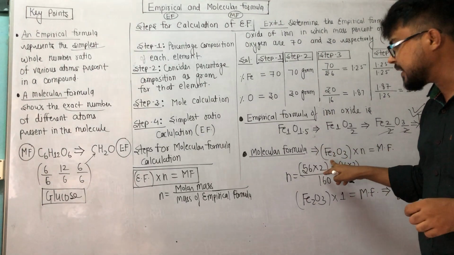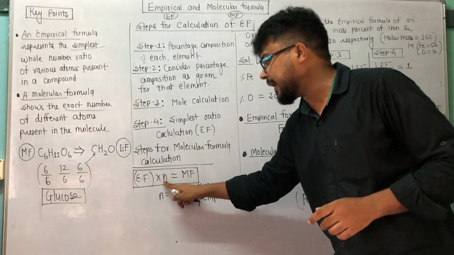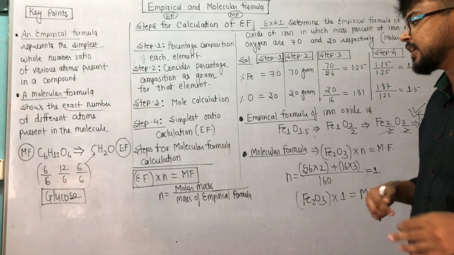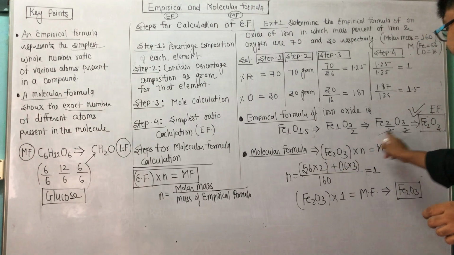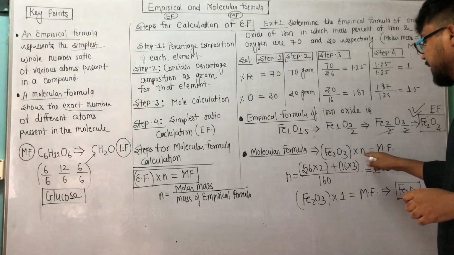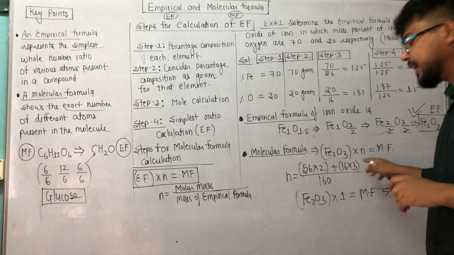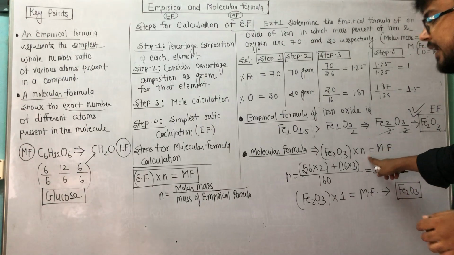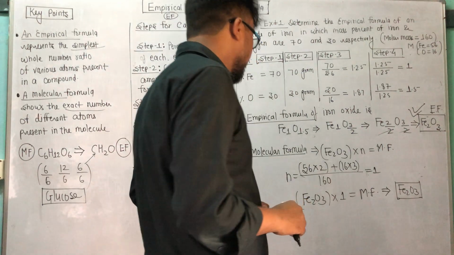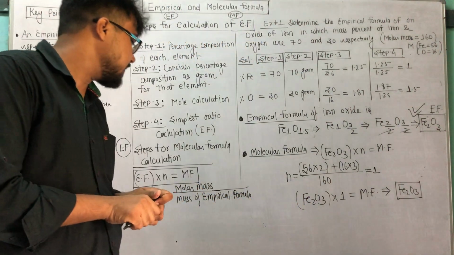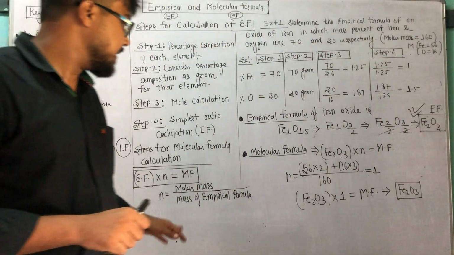So what is the empirical formula? I have to multiply n with the empirical formula so that I can get the molecular formula value. So here the empirical formula is nothing but Fe2O3. Already we solved that. I have to multiply by n so that I can get the molecular formula. What is n? n is nothing but the molar mass divided by the empirical formula mass. So n is molar mass over empirical formula mass.